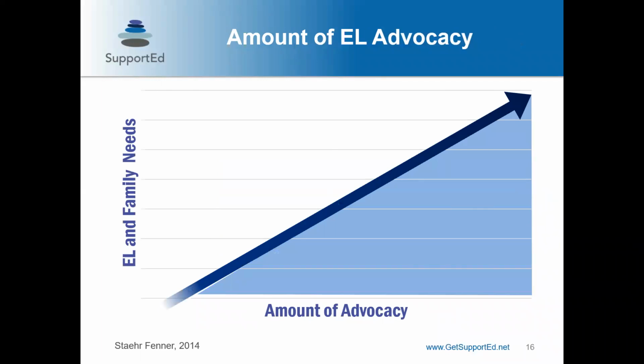So hopefully you like my very scientific chart here that shows the amount of advocacy we need to provide really depends on the family situation, the EL and family needs. Students who might require more advocacy might be newcomers, they might have lower levels of literacy, they might be undocumented, or going through some kind of trauma, or all of the above. Whereas our students who have been here longer, maybe the parents speak more English, maybe their immigration status is resolved, they might require less of our advocacy efforts.